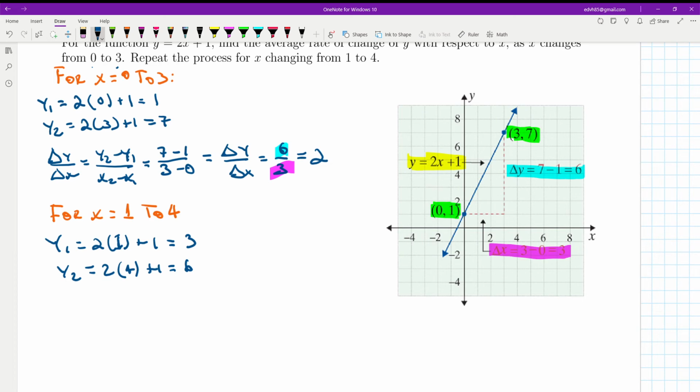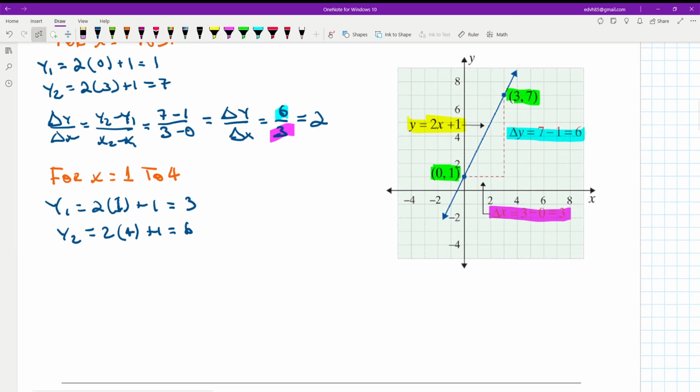And we're ready to compute delta y over delta x, which will be the quantity 9 minus 3 over 4 minus 1, which is 3.